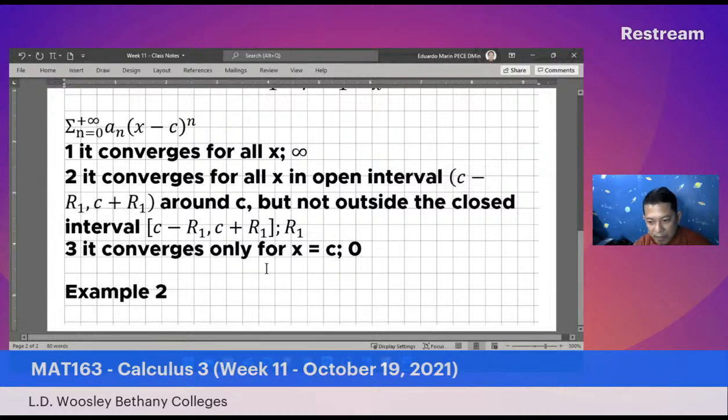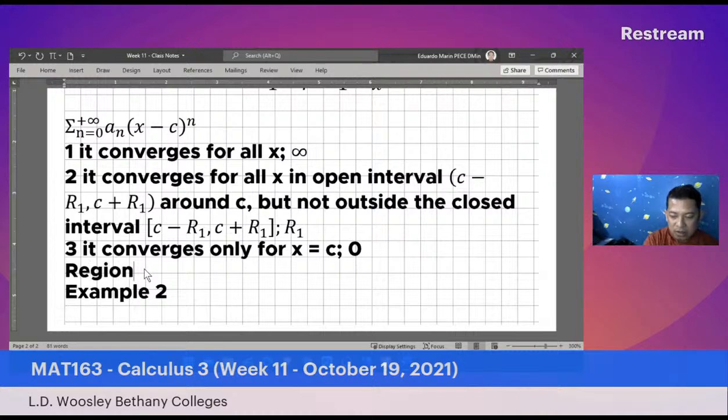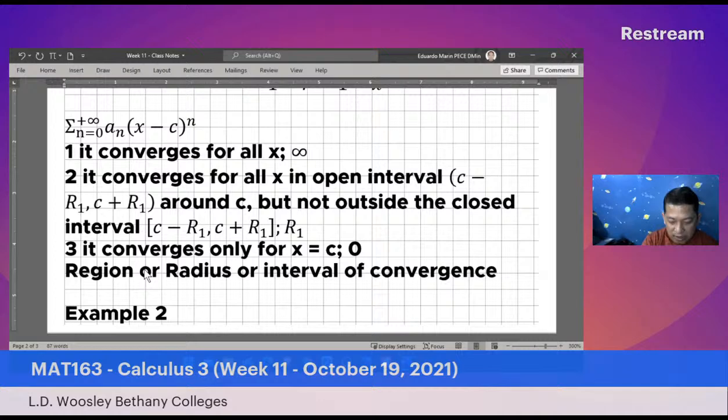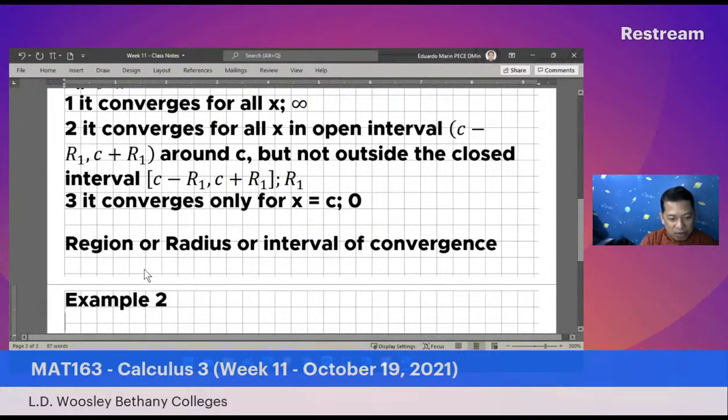So ang problem naman kasi dito, hindi yung mismong series, kundi yung interval of convergence. Sometimes we call it region, or radius of convergence, or interval of convergence. Sana tama na spelling ko. Convergence. Yan, naalala ko na yung spelling. So yan naman ang issue dyan eh. Ano ba yung saklaw ng values ng power series? Yan naman yung issue dyan eh.